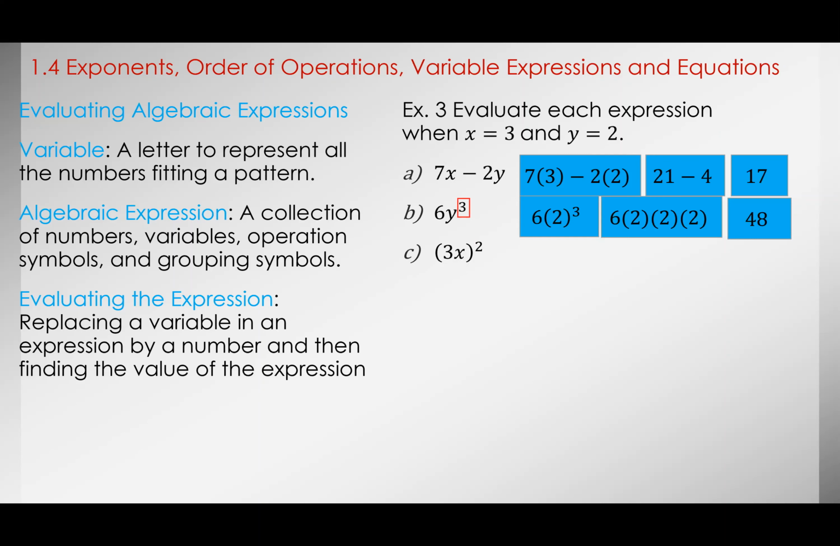This is the difference between B versus C. As you can see, in C there's a parenthesis. Meaning if there's a parenthesis, now the 3 and the x are associated with the power of 2. My x is 3, and I need to do the inside of the parenthesis first, which is 3 times 3 is 9, and then 9 times 9 is 81.